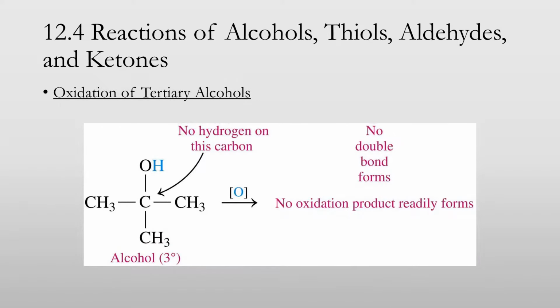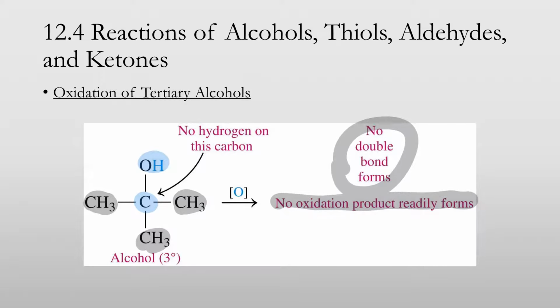Now, as far as tertiary alcohols are concerned, tertiary meaning they've got 1, 2, 3 carbons bonded to the carbon that's got the hydroxyl group on it, those do not undergo oxidation. Essentially, it can't form a carbon-oxygen double bond, because it would have to kick off a methyl group, and that's impossible, so it just doesn't happen. No double bond forms, no oxidation product readily forms.